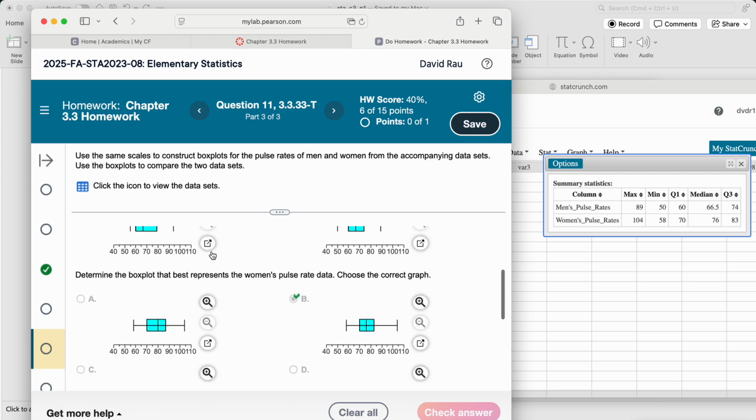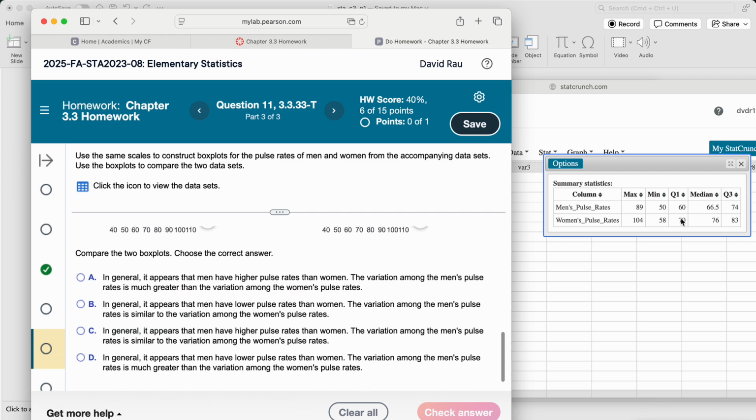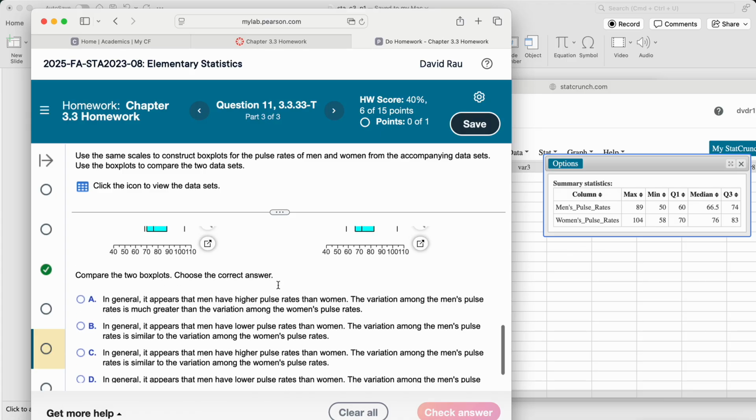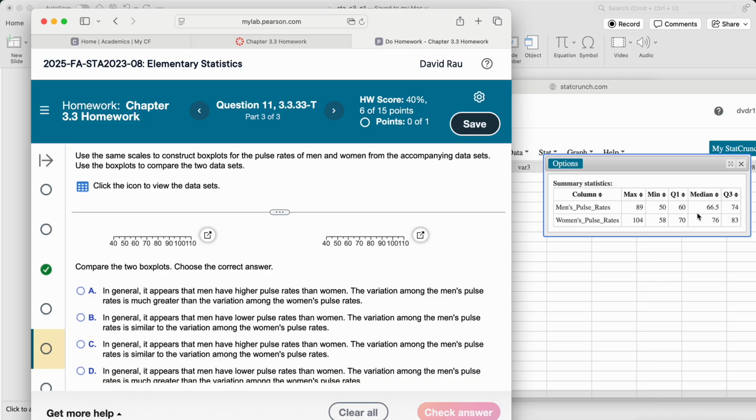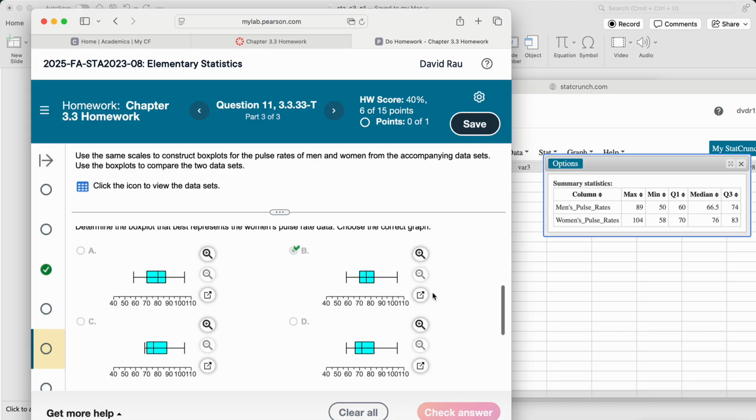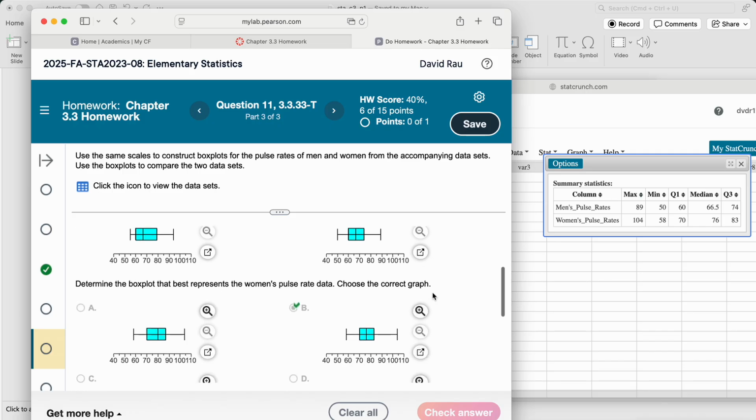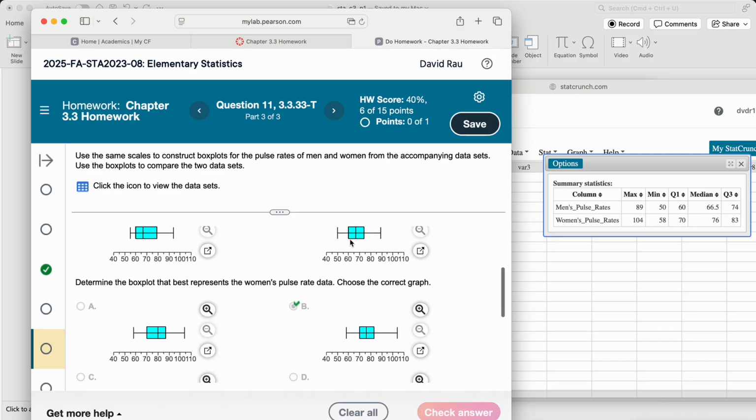Up next, I do want to read through and give this comparison one, and we might be able to get away with it by just reading these number summaries right here rather than reading out the actual charts. So, in general, it appears that men have higher pulse rates than women. Let's see if we can verify that. The median for men is actually less, so automatically that's going to pull that out from being true.